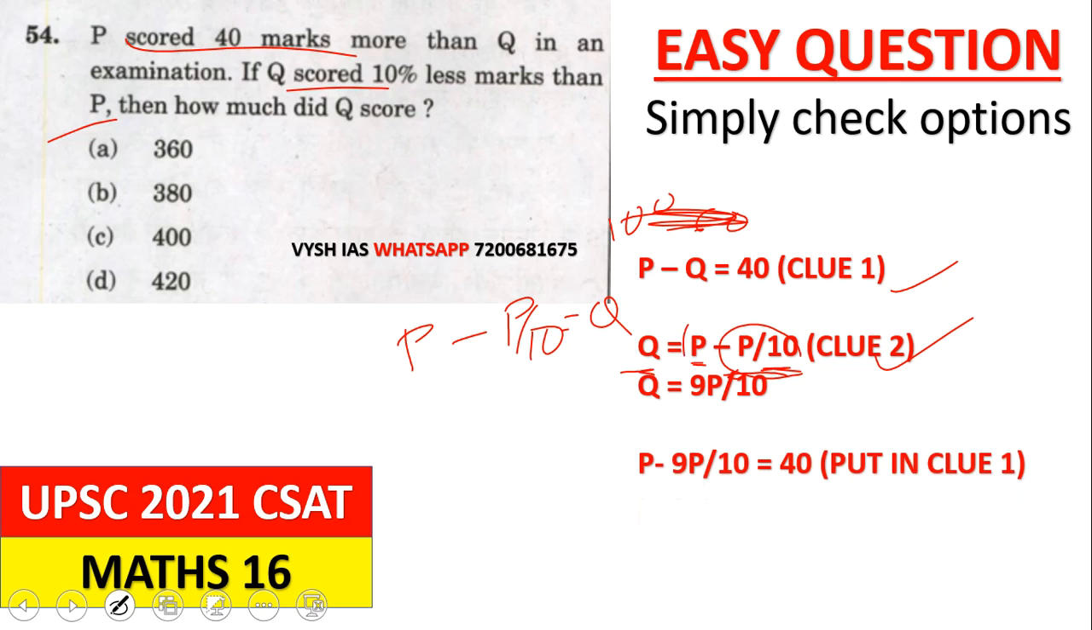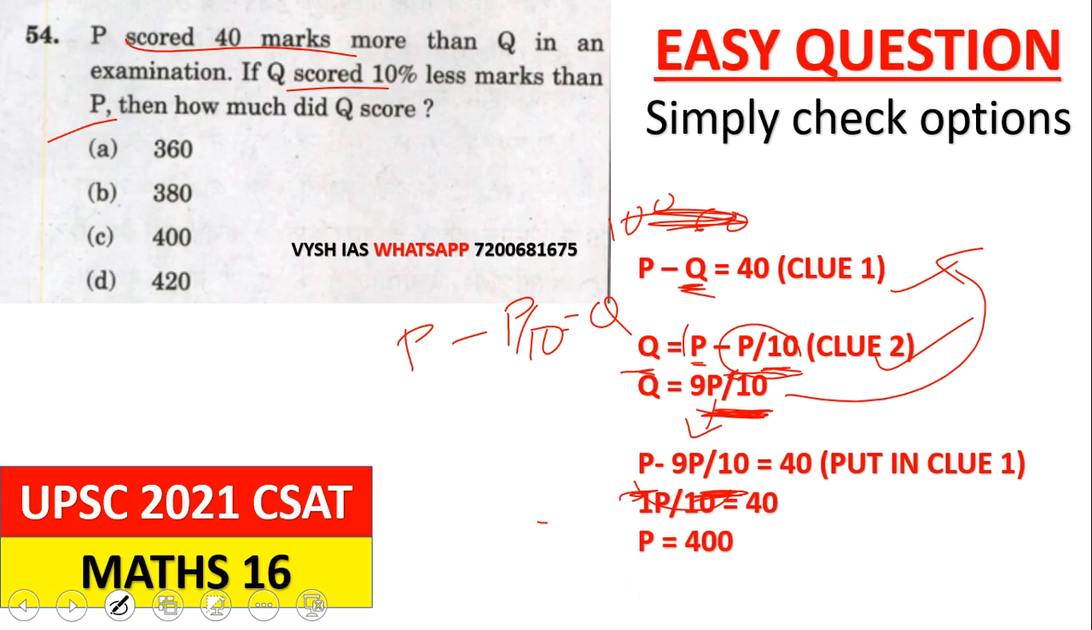So now I am substituting this in this. Okay. Because now we got what is Q now. We just have to put that here. P minus, instead of Q, what I am putting? I am putting 9P by 10. So this if you solve, this 10 will go here. 10P minus 9P is 1P by 10. Okay, 1P by 10 equal to 40. Take that 10 in the other side. 1P is equal to 400. So we got P is 400.